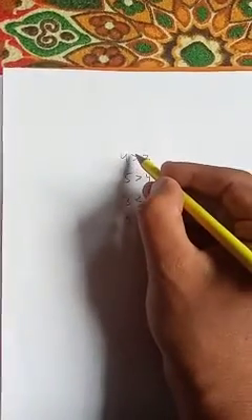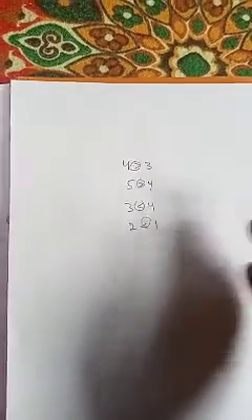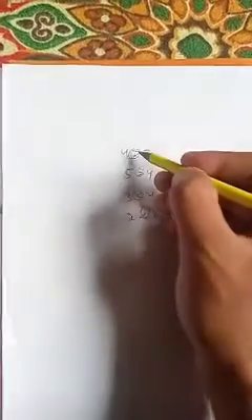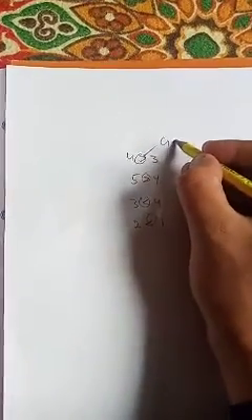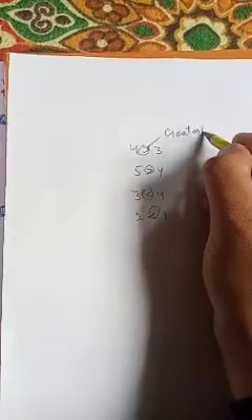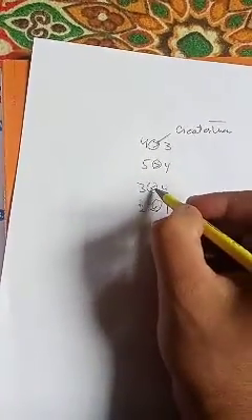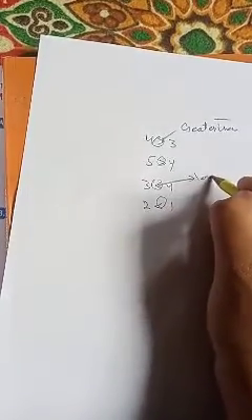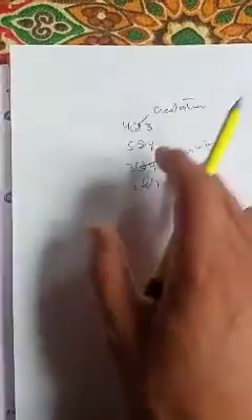Here the sign shows the comparison between two numbers. This shows greater than or less than. This is called the greater than sign, and this is the less than sign. Here we learn how to show comparison between two numbers. So this sign shows less than and this sign shows greater than.